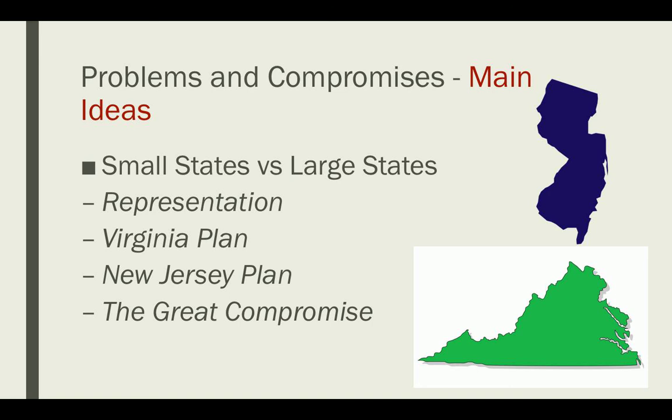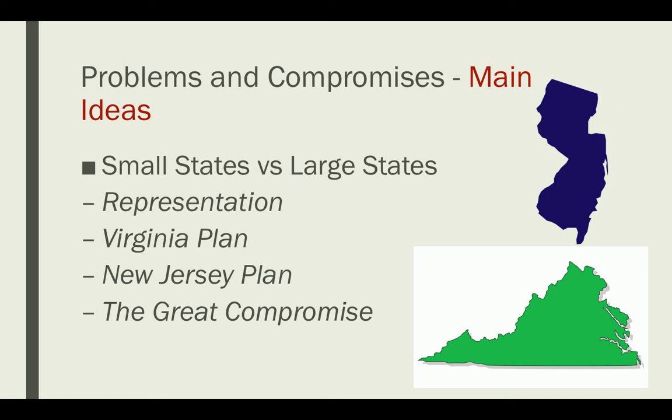They're not the same. They're not the same size. They're not the same geographically. They're not the same socially. Economically, they're very different. So, of course, we were going to run into some problems. The very first problem that we run into comes down to small states versus large states. The struggle here that we see is with representation. How are we going to represent equally small states versus large states?